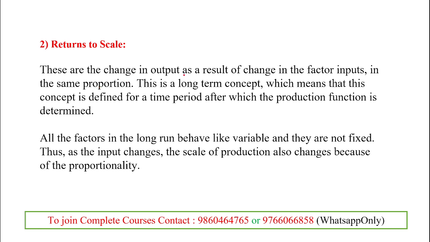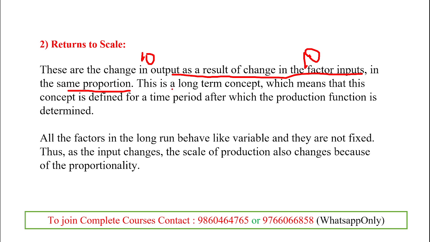This is the change in output as a result of change in the factor inputs. So here also output changes as a result of change in the factor inputs in the same proportion. It's very important: in the same proportion. Whenever the output changes by 10 units, the factor inputs also change by 10 units. So that is the same proportion here.